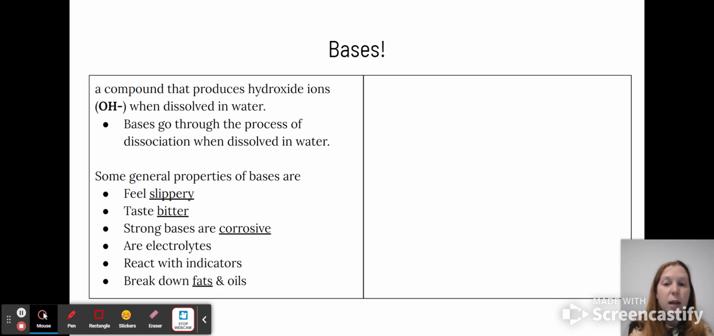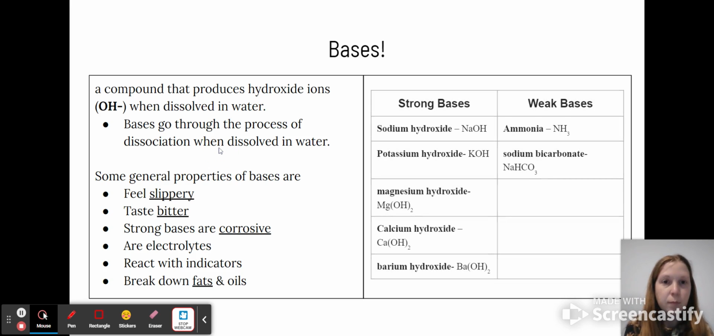These are used to break down fats and oils, so a lot of your cleaning supplies are basic. Ammonia that some people will mop with, that's basic. Oven cleaner is basic, things like that. Again, soaps. And here's a list of strong and weak bases. Please make sure to pause the video and copy these in your notes as well.